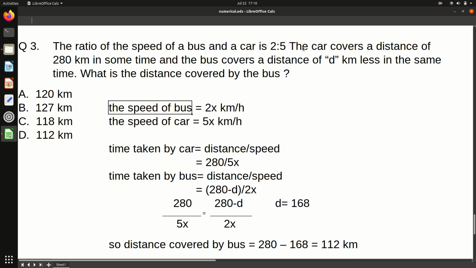Okay. Now what else have we been given? The next thing that we have been given is distance. So the distance covered by the car is 280 km. The distance is given, car is 280, and for the bus it is 280 minus d, because it is given the bus covers a distance of d kilometer less.